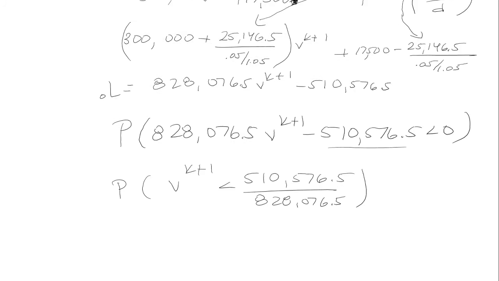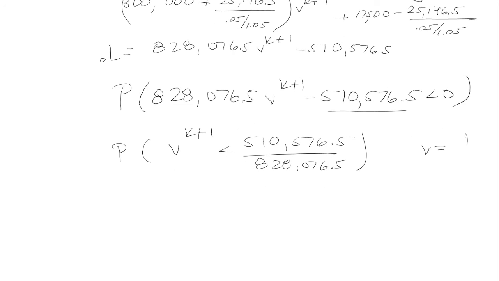So at this step, v is 1 over 1 plus i, which is 1.05 to the negative 1 power. So v to the k plus 1 is just 1.05 raised to the negative k plus 1. And from there, we would take the log of both sides and simplify. Skipping a couple steps, we get that k is greater than 8.911.